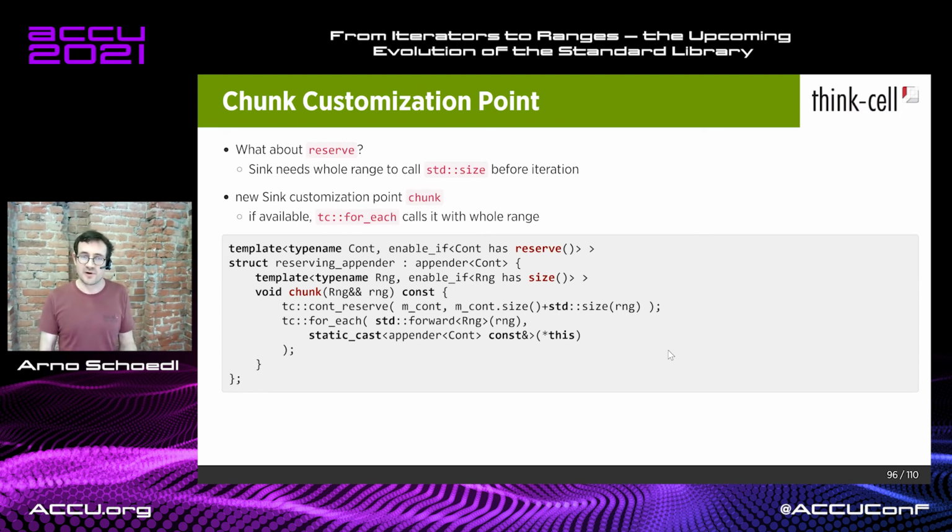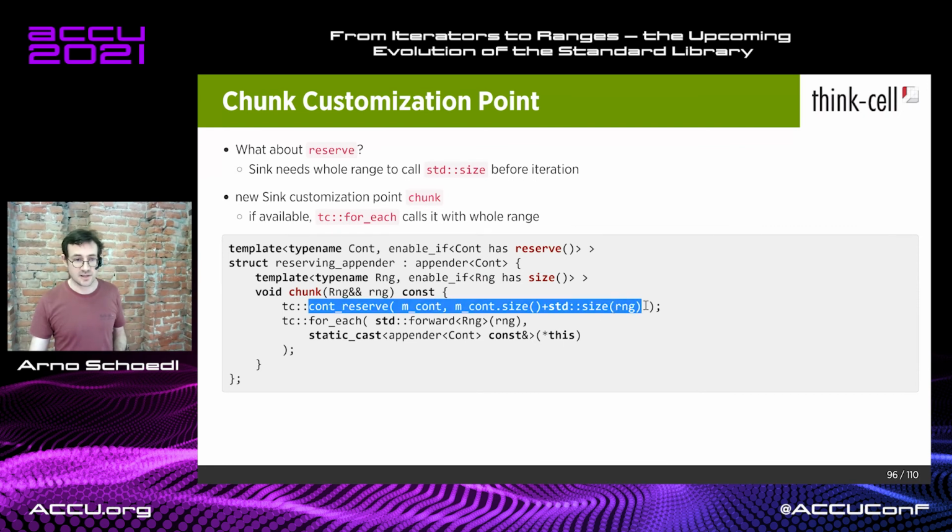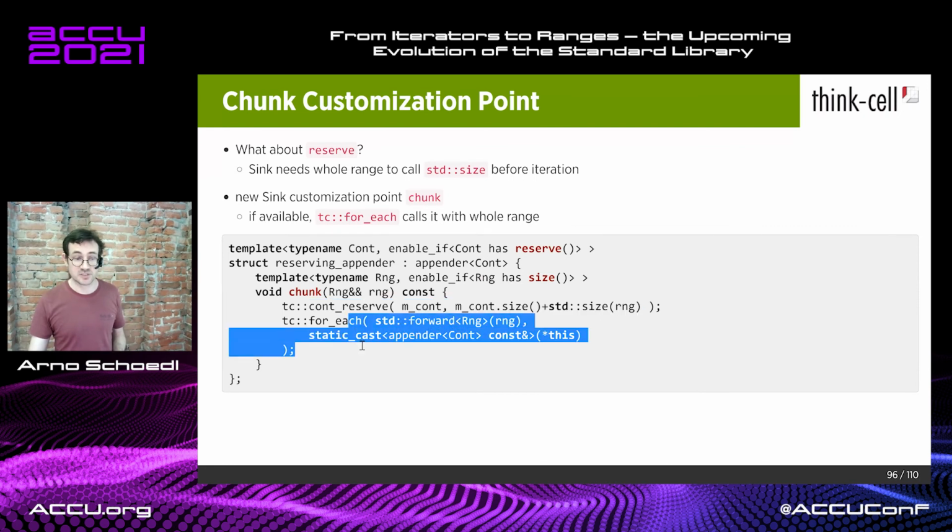And maybe for some of them, the sink wants to do something special. So then it would enable that chunk overload, or the chunk member function, and then would get the range. In this case, if the range has a size, then I know I can reserve before. So I'm just going to do the reserve here, and then I just forward to the regular for each.